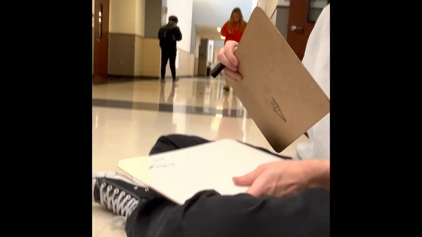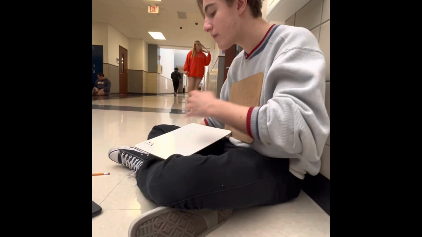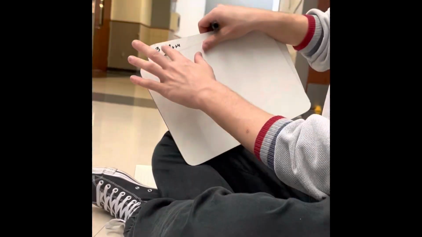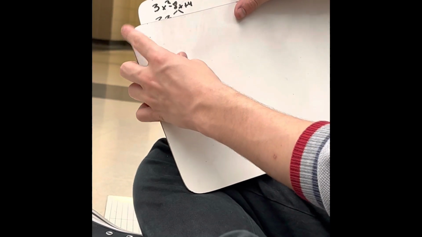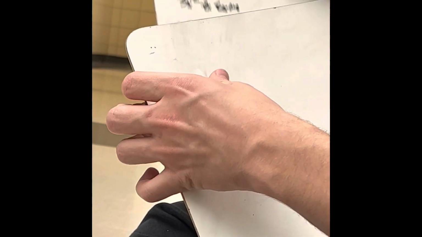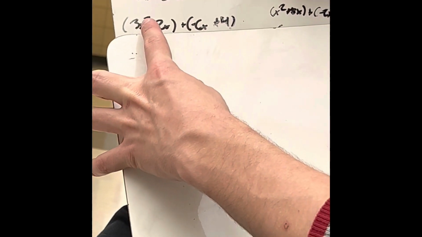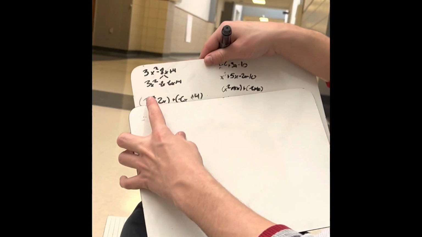So first of all, in order to do this, we must factor. We're going to start off by factoring 3x squared minus 8x plus 4, and we're going to start by splitting that into 3x squared minus 2x minus 6x plus 4. And then we're going to turn those into their own factors.